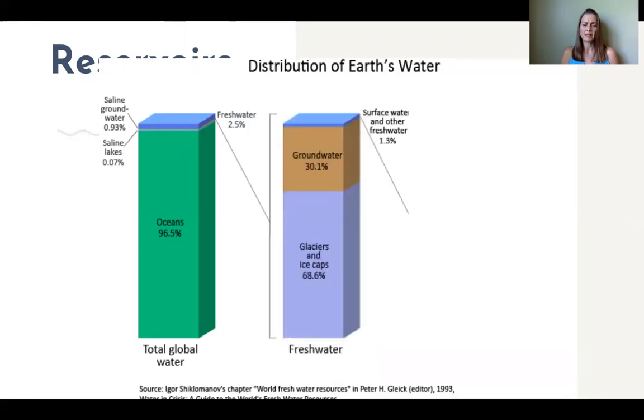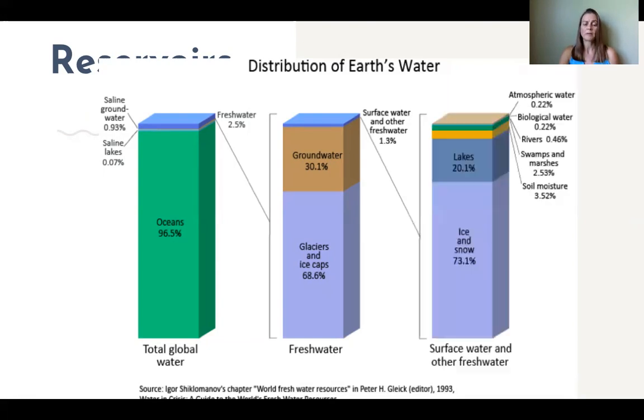Of that 2.5%, most of that, nearly 68.6%, is trapped in glaciers and ice caps. 30% of it is in groundwater. And then if we were to look at the surface water and other fresh water, which is only 1.3% of the fresh water, remember the fresh water is only 2.5% of the total global water, only 1.3% of that is surface water. And if we look at the surface water, 73% of that is in the form of ice and snow, 20% in lakes, and the rest in soil, swamps, marshes, rivers, and a tiny bit of atmospheric water.